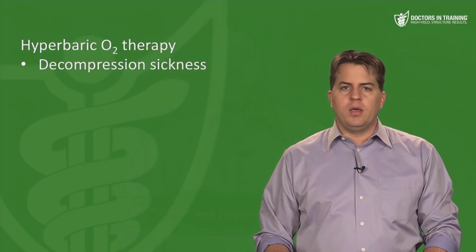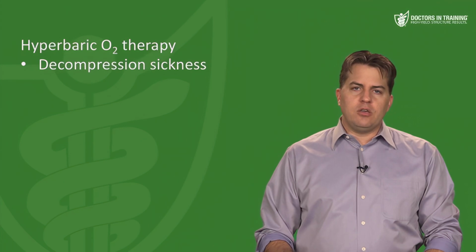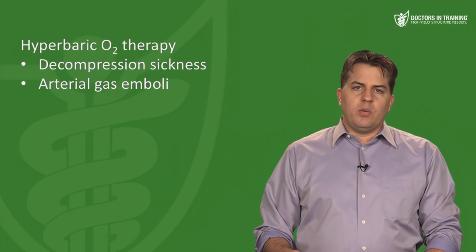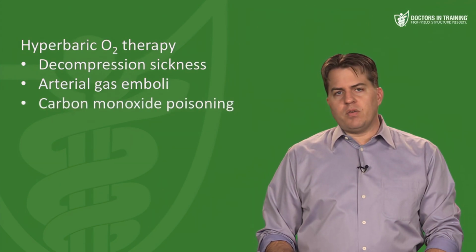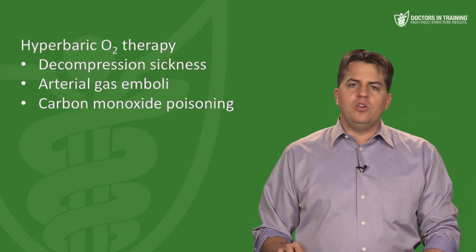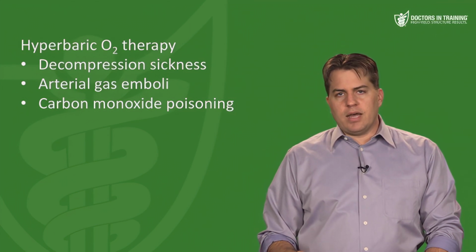I think it's also worth knowing the few other conditions for which hyperbaric oxygen is potentially helpful. You use hyperbaric treatment to treat decompression sickness. You can use it for arterial gas emboli, like the bends we just talked about. And we use it to treat carbon monoxide poisoning. And sometimes, if you have a hard time getting oxygen to a particular part of your body, you can use hyperbaric oxygen therapy to assist in that oxygenation.